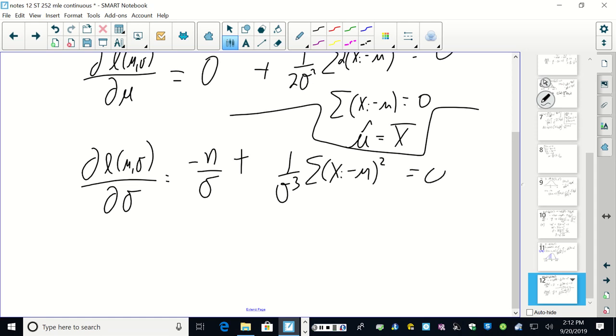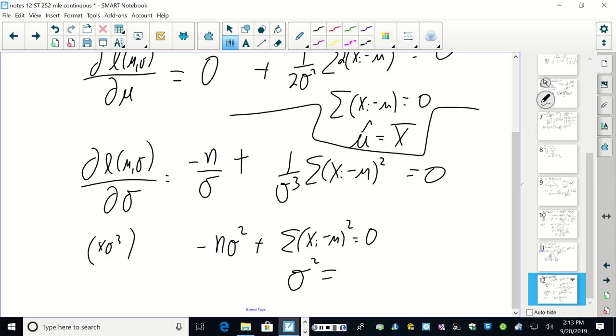And mu is going to be the x bar. But just taking the symbols, it's still mu. And if we multiply by sigma cubed on these things, then we get negative n sigma squared plus the sum of the xi minus mu squared equals 0. And so we end up with a solution that sigma squared is the sum of the xi minus mu squared over n. And what we're going to do is put the x bar in there for that one. And that's going to be the sigma squared MLE.